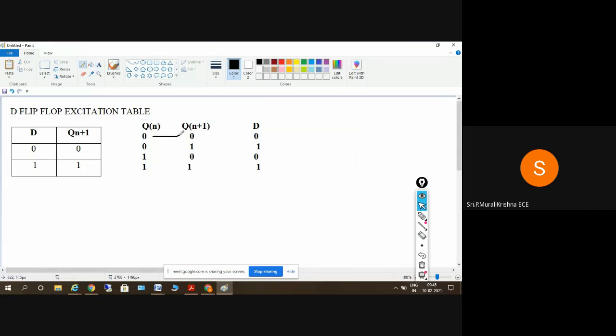So 0 to 0 state. So next state is 0. When is next state 0? When D is 0. Okay, so when is next state 1? When D is 1. Next state is 0 when D is 0. Next state is 1, so D is 1. Okay, so there are no complementing or no change states here. So this is the excitation table of the D flip flop.